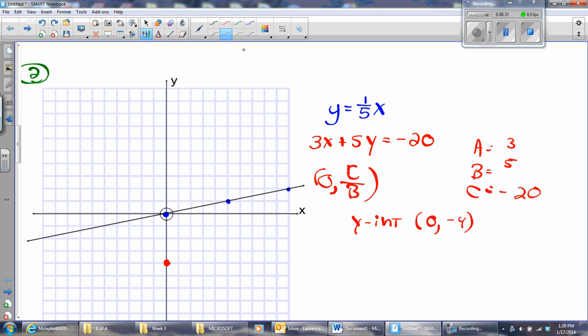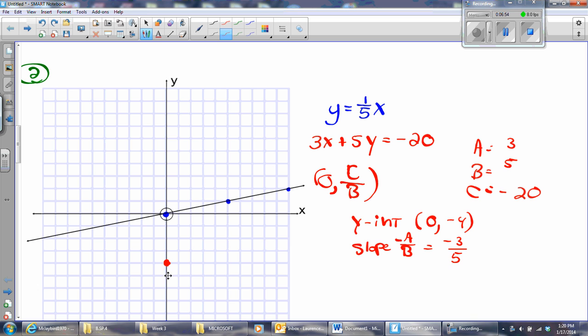Sorry, I lost my train of thought. I'm not going to go after the x-intercept because it's not going to be an integer. I'm going to go after the slope. I remember the slope can be found by doing the negative of a over b. The negative of a is negative 3 and b is 5, and there's my slope.